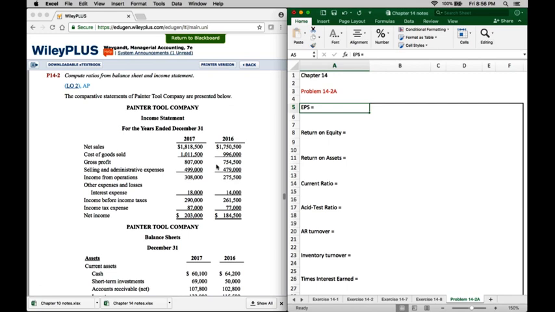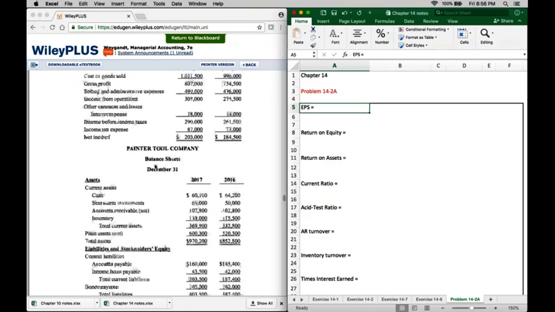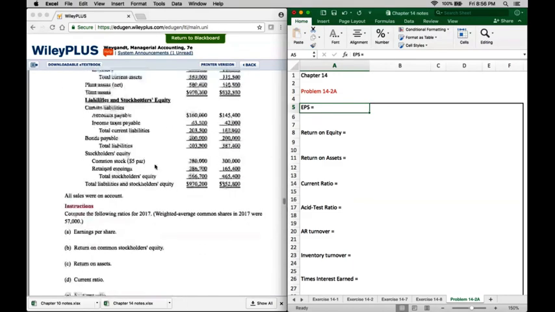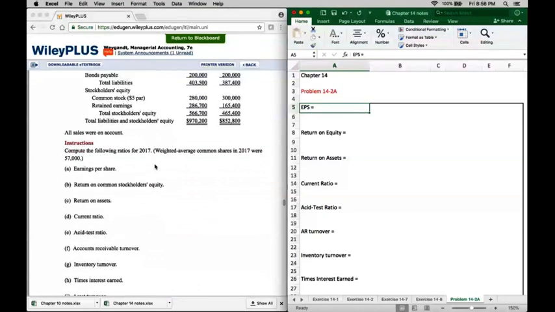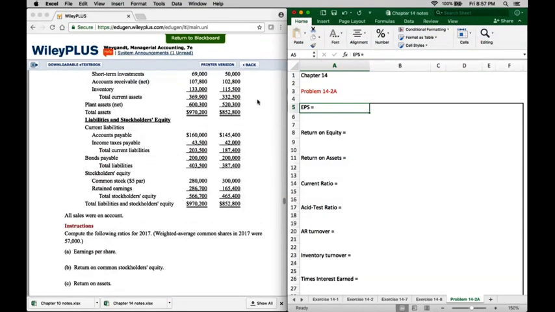In problem 14-2, we've been given an income statement, a comparative income statement, and a comparative balance sheet, and we've been asked to prepare various ratios for 2017.